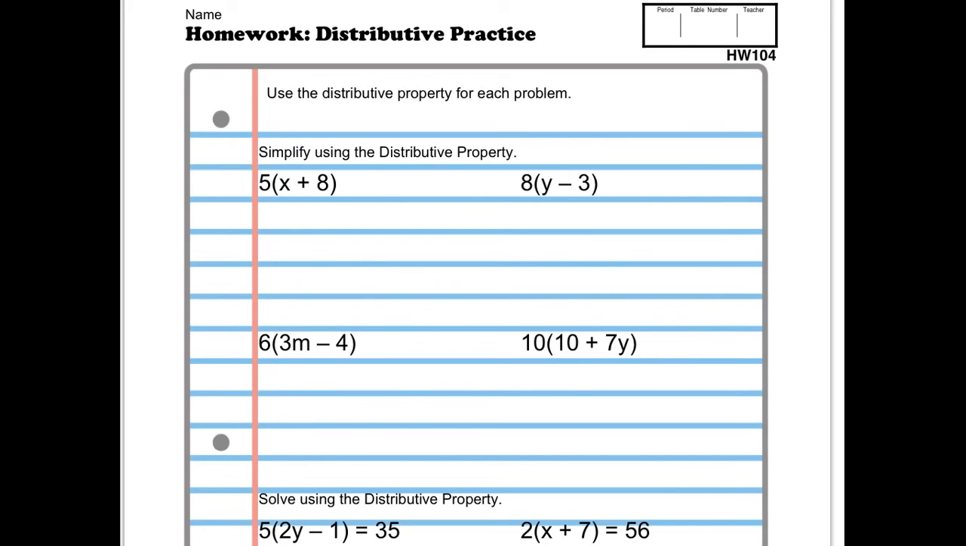Basically, we have 10 times the quantity of 10 plus 7y. Okay, again, this says simplify because it's an expression. There's no equal sign. It doesn't equal anything. So just looking at this, we won't actually be able to figure out what y is. So we just need to distribute 10 to each of these terms to simplify it.